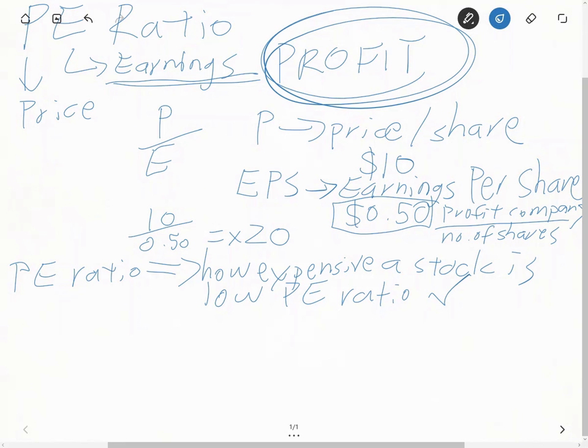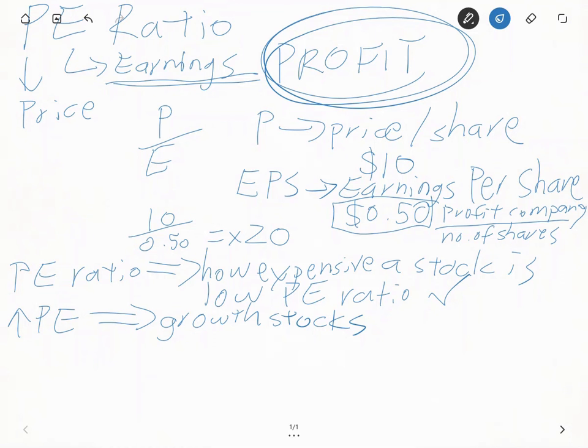Okay, that's a tick, in case you're wondering. So you would rather pay less because you're getting the same thing. You're getting a dollar of earnings, right? Now, why this isn't quite always true is because companies that have a high PE ratio are growth stocks. Okay? And this is where we start to get into some of the limitations of a PE ratio.